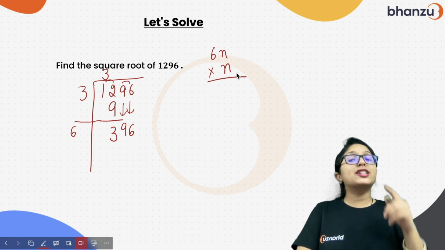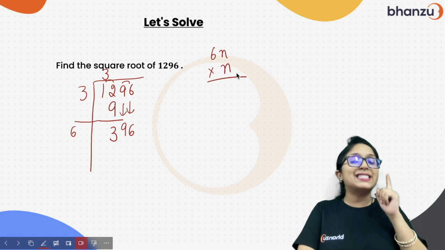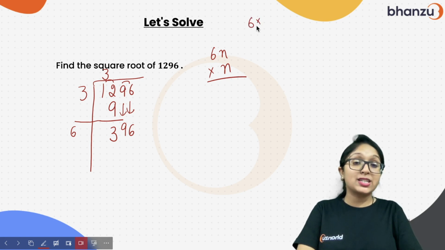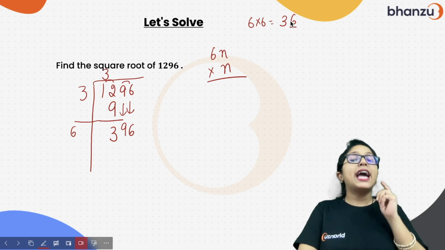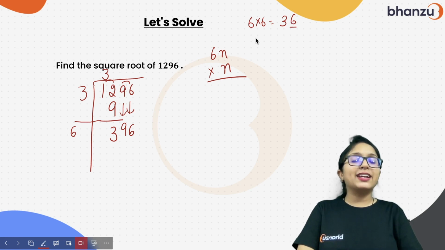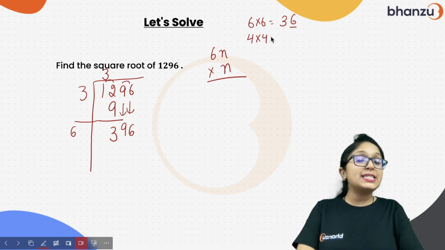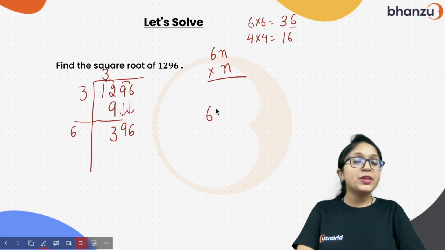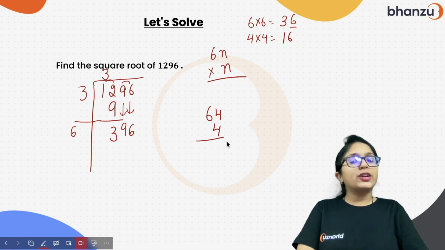So now tell me the square of which number gives us the 6 in the units place. You must be thinking of 6 times 6, which is 36. Yes, that gives us the 6 as the units place, and then what else? That is 4 times 4, which is 16. So shall we try with 4 first? Okay, so 64 times 4. 4 times 4 is 16, and then 4 times 6 is 24 plus 1 is 25.